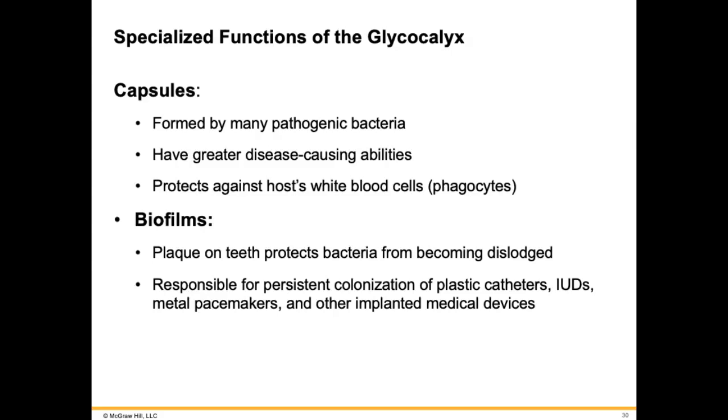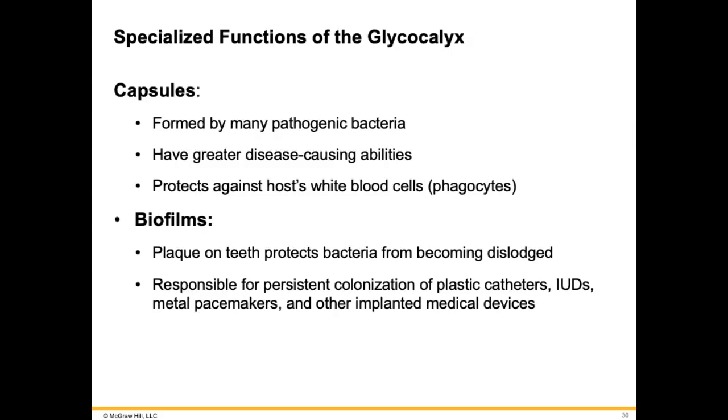Specialized functions of the glycocalyx, again, to help with capsules. These capsules are formed by many pathogenic bacteria. They have greater disease-causing abilities, and having these capsules protects against the host's immune system, things like white blood cells, specifically phagocytes. So these capsules protect against those phagocytes getting to them.